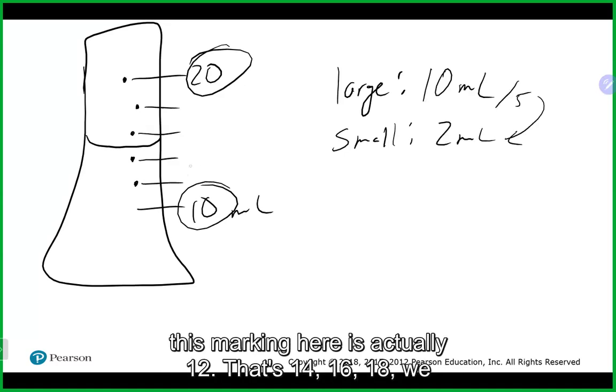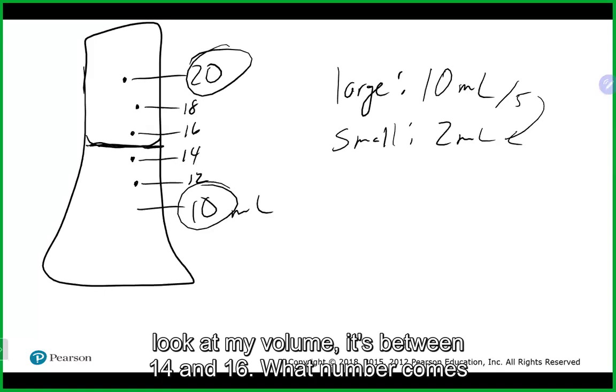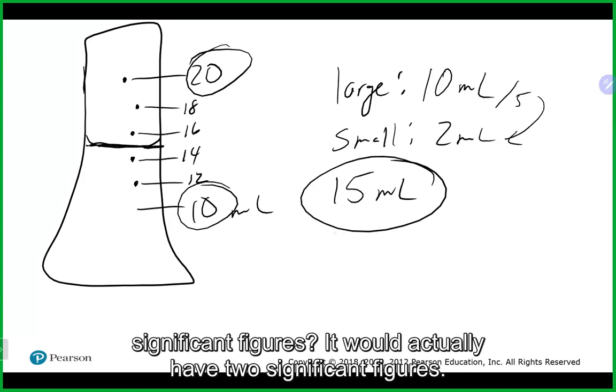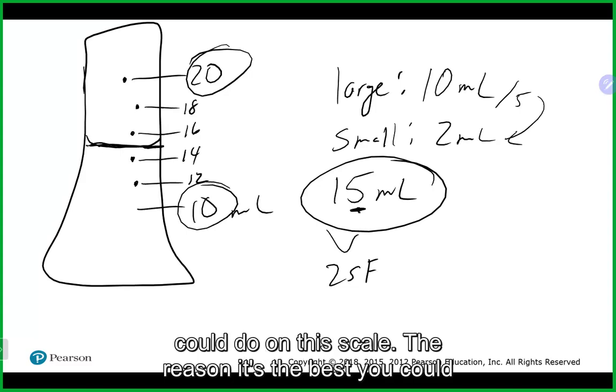Now that means that this marking here is actually 12. That's 14, 16, 18. Now when I look at my volume, it's between 14 and 16. What number comes between 14 and 16? 15, yeah? This number would have how many significant figures? It actually would have 2 significant figures. The uncertain number is the 5, yeah? It's the best you could do on this scale.